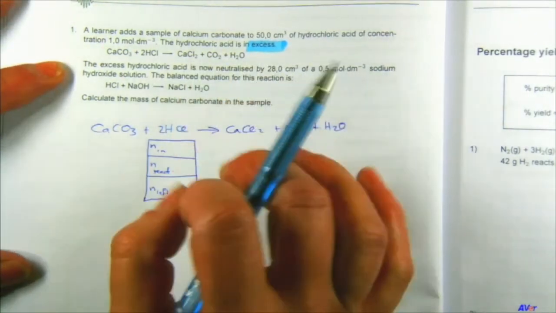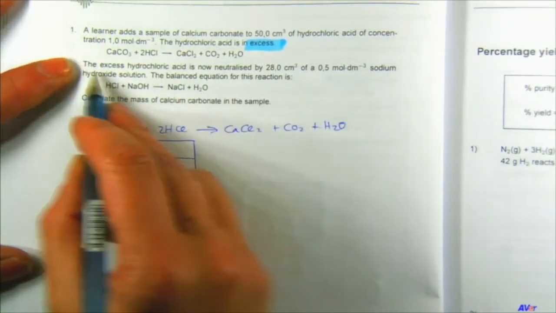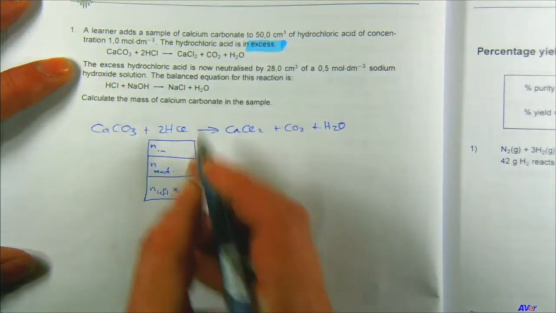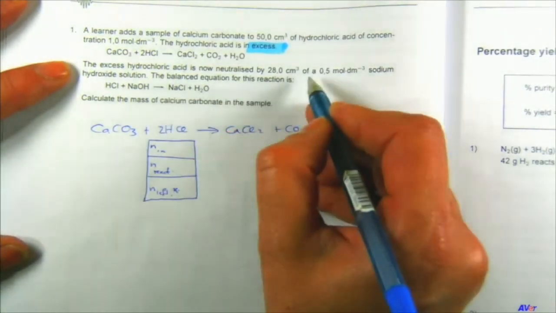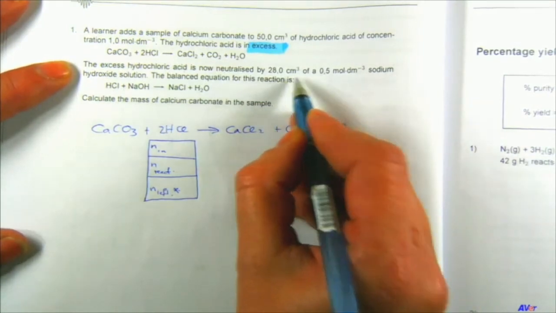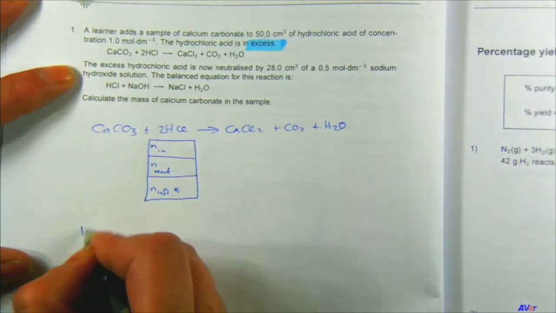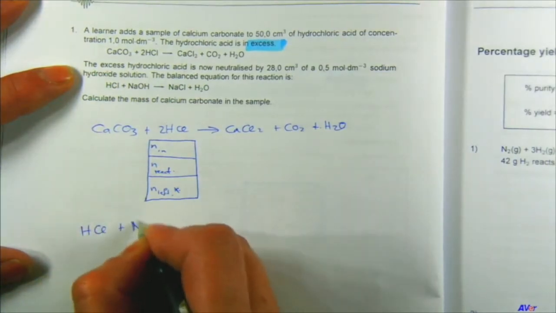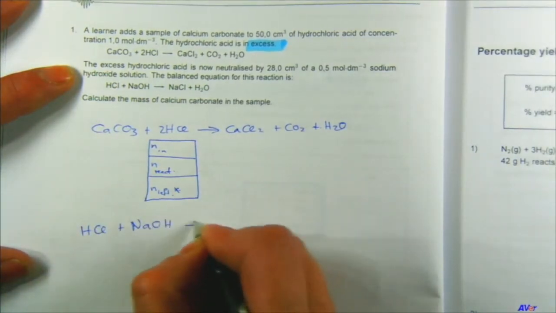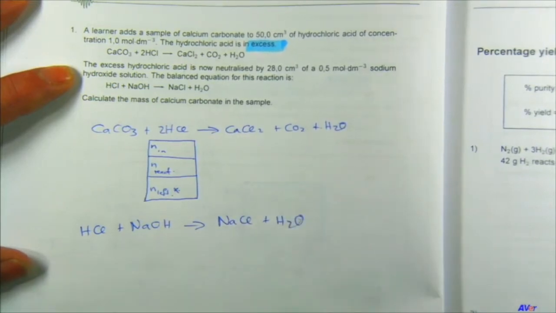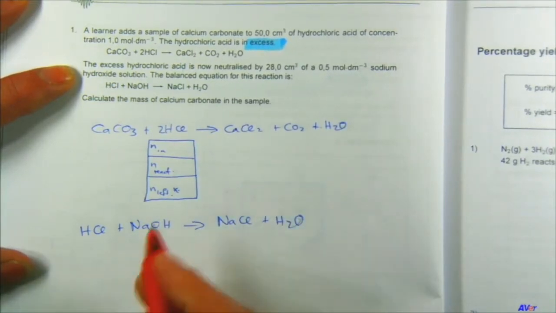Everyone happy up to there? Okay, let's read the rest. Now they say this excess, what is left over, is now neutralized by 28 cube centimeters of 0.5 sodium hydroxide. So let's take the second one. HCl plus NaOH is NaCl plus H2O. Right. So there's my second reaction.